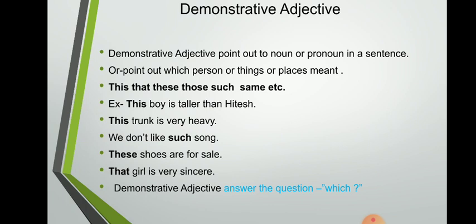Next we will see the examples. We don't like such songs. Here such is a demonstrative adjective. These shoes are for sale. That girl is very sincere. So here the words such, these, that are demonstrative adjectives. And remember students, demonstrative adjectives answer the question which.